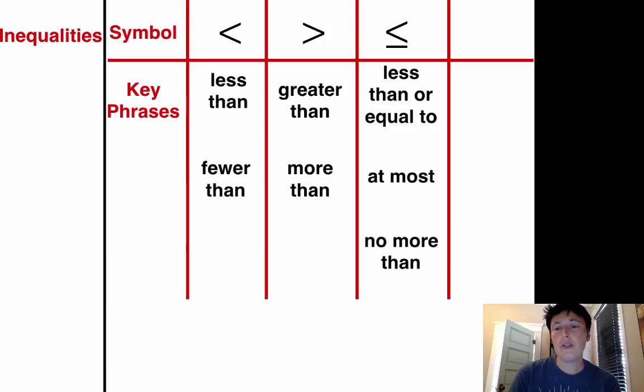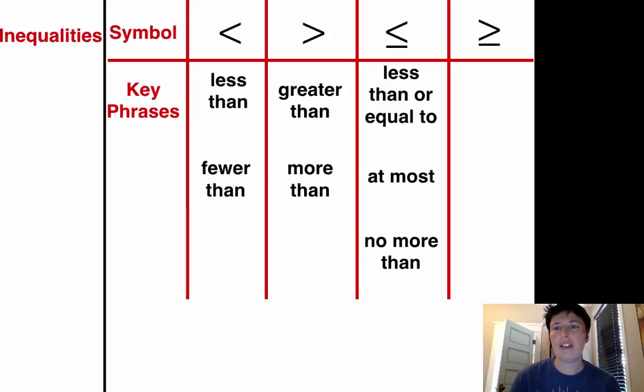Another key phrase you could write down for this one is no more than. I could say, hey guys, in my locker I have no more than 5 pencils. Well, that means I could have 5 pencils, but I can't have 6 or 7. I have to have no more than that. So I have to have 5 or fewer. So no more than is a key phrase that connects with this one.